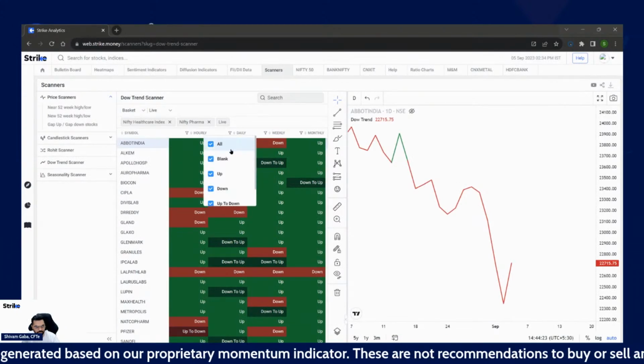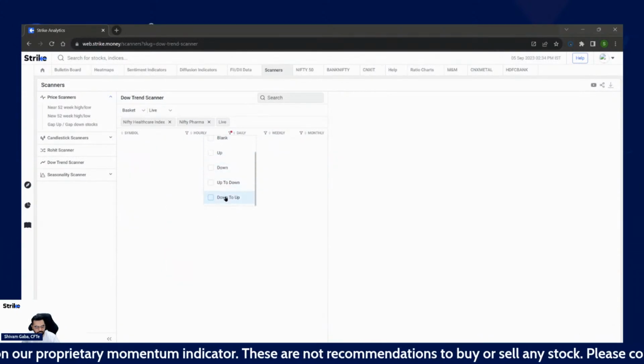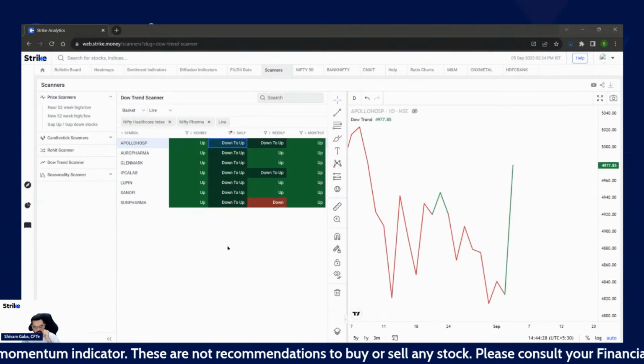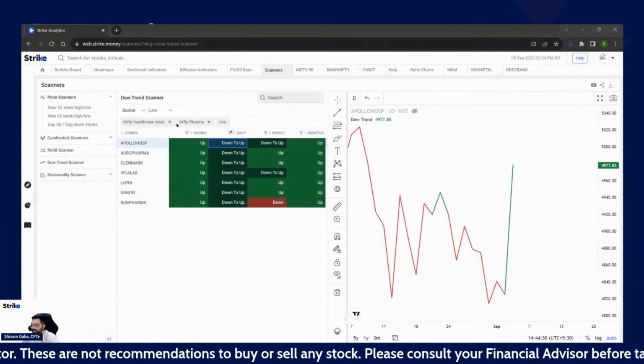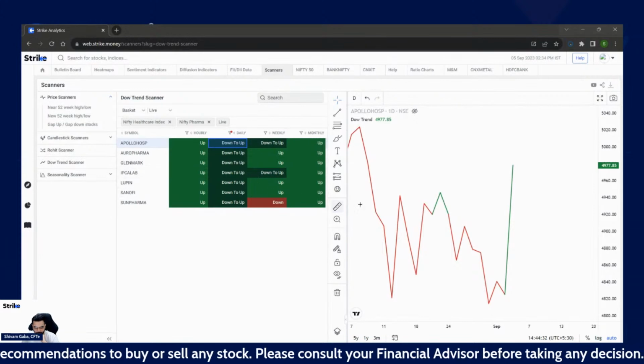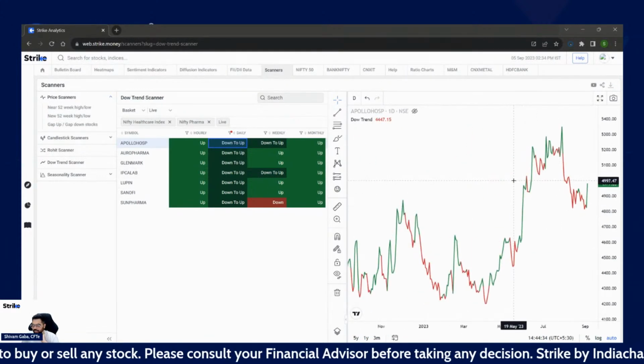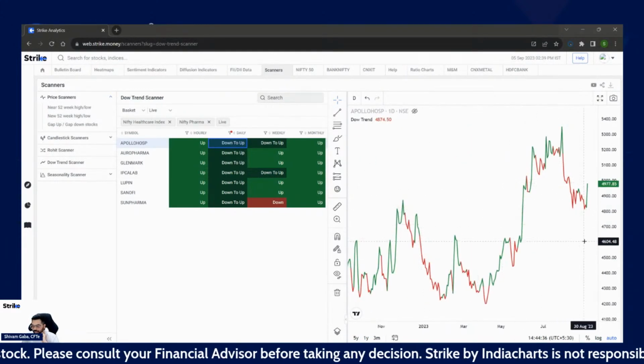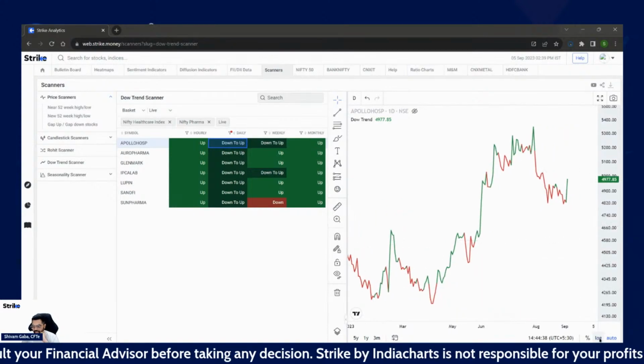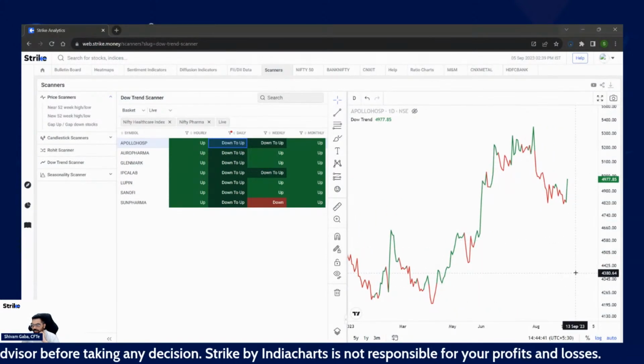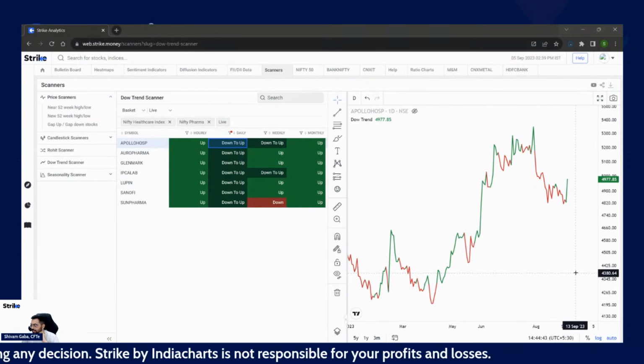And I'll just disable and choose only down to up. So now what we can see is, within these indices, what are the few stocks that are giving a similar signal today. Just a disclaimer, since we are discussing stocks, I'm just trying to show you the approach of how one can do top down analysis and drill down to the last few names and choose the stocks.